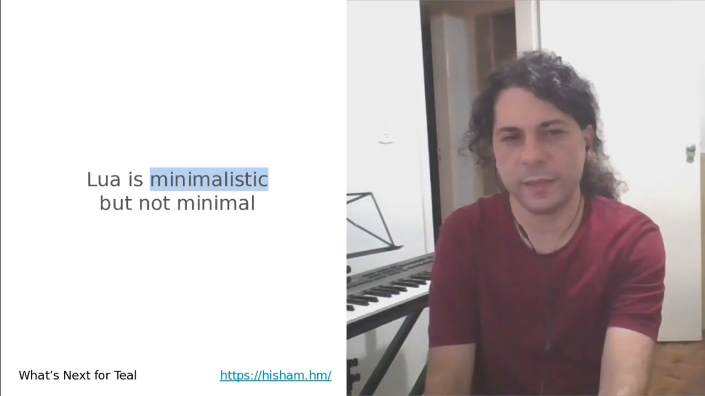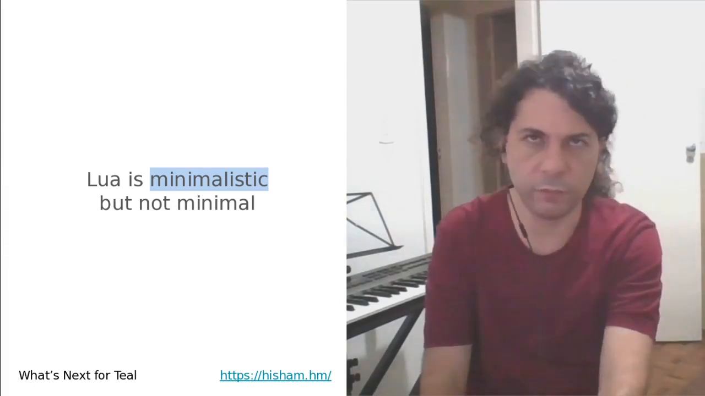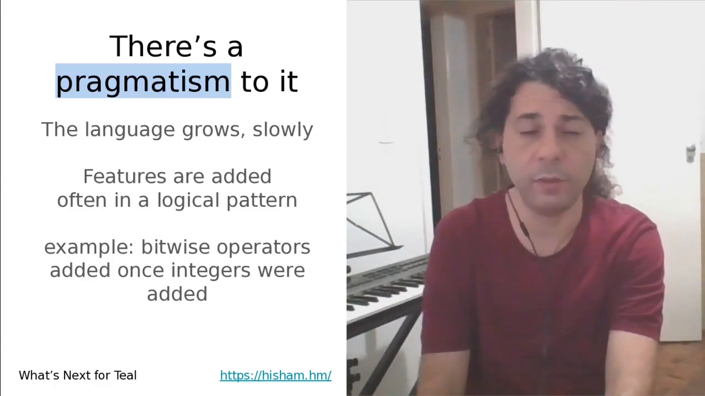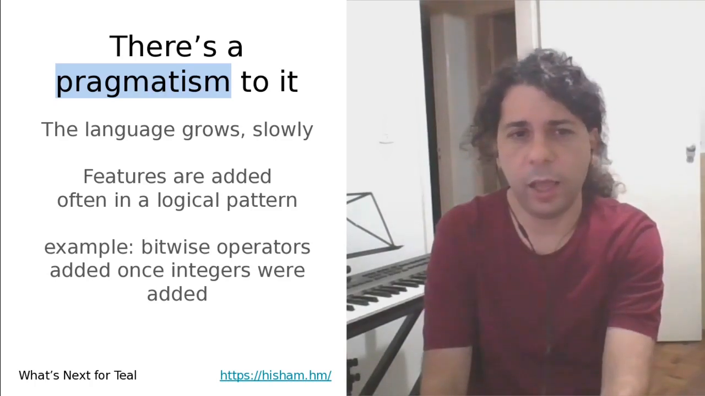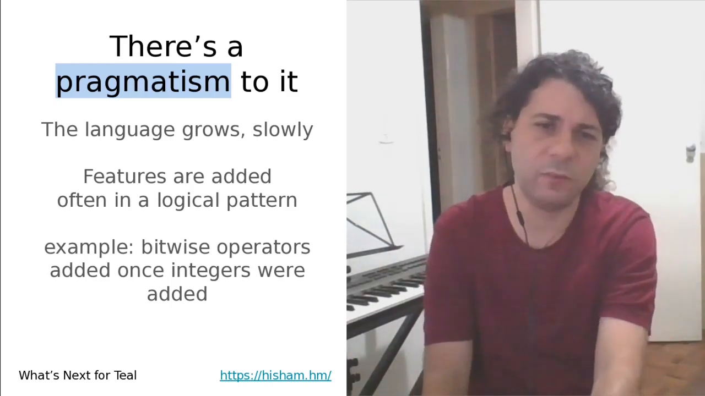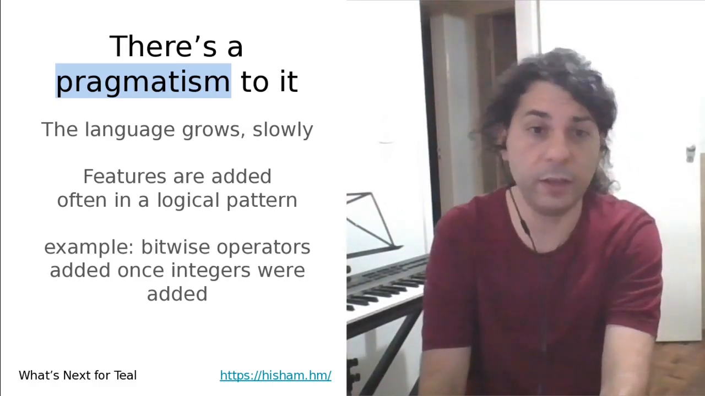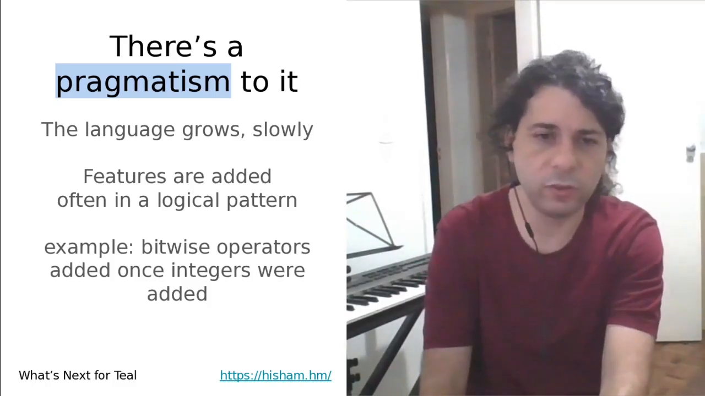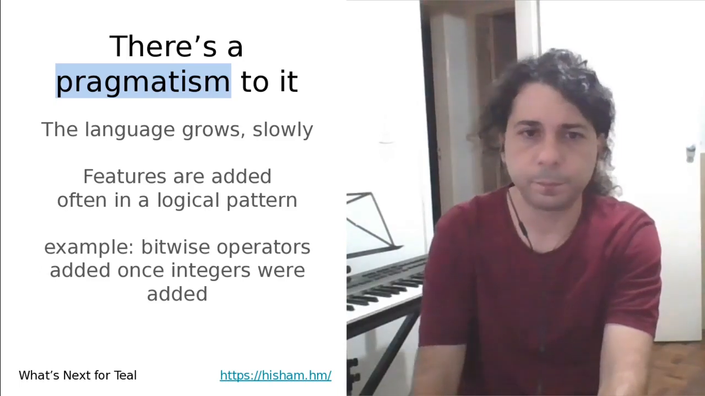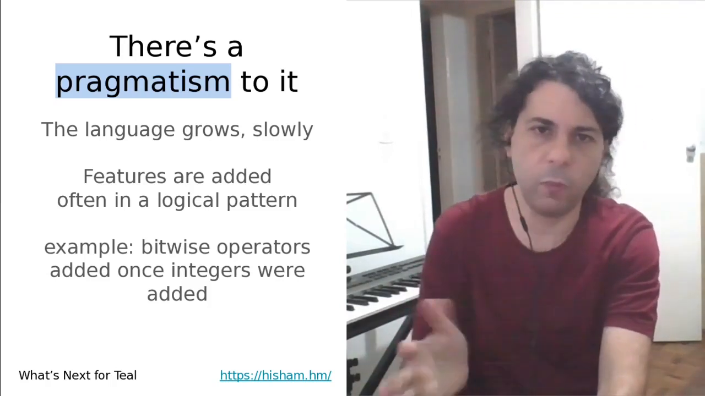So one important thing about Lua is that it is minimalistic. It is quite small. The implementation is just a couple of 100K. But it is not minimal, certainly not minimal in the sense of something like Forth and something of that kind. Because there's a certain pragmatism to Lua, and over time the language has grown, so the language does grow, but slowly. And one thing I have observed over time is that features are often added in a logical pattern. For example, for a long time people have asked for bitwise operators to be added. But bitwise operators only got into the language once 64-bit integers were added. Because before that there was a single number type, which was like a 64-bit double floating point. And once native integers were added, then bitwise operators were added instead of doing them in kind of a clunky way over floats.